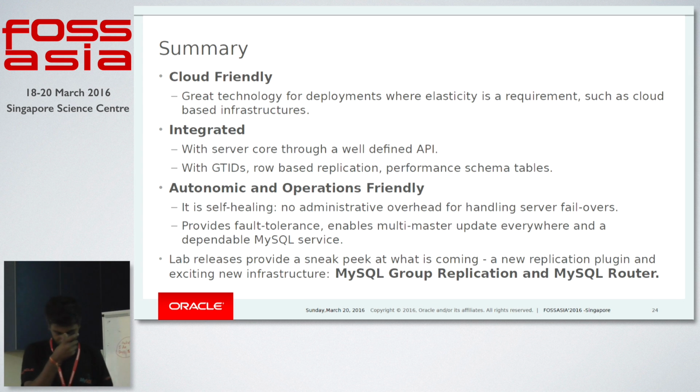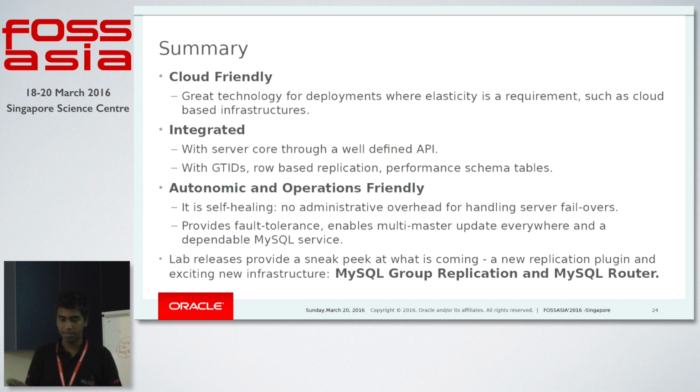Conclusion. Group replication is an easy solution for read scalability for cloud solutions, which add and remove members quite dynamically. It's highly integrated with the server core with a very well-defined API. GTID-based support, row-based replication, performance schema are just a few to talk about. So we can leverage all the benefits that exist in the MySQL server, which is the 5.7 server. All the benefits of 5.7 are there in group replication as well.